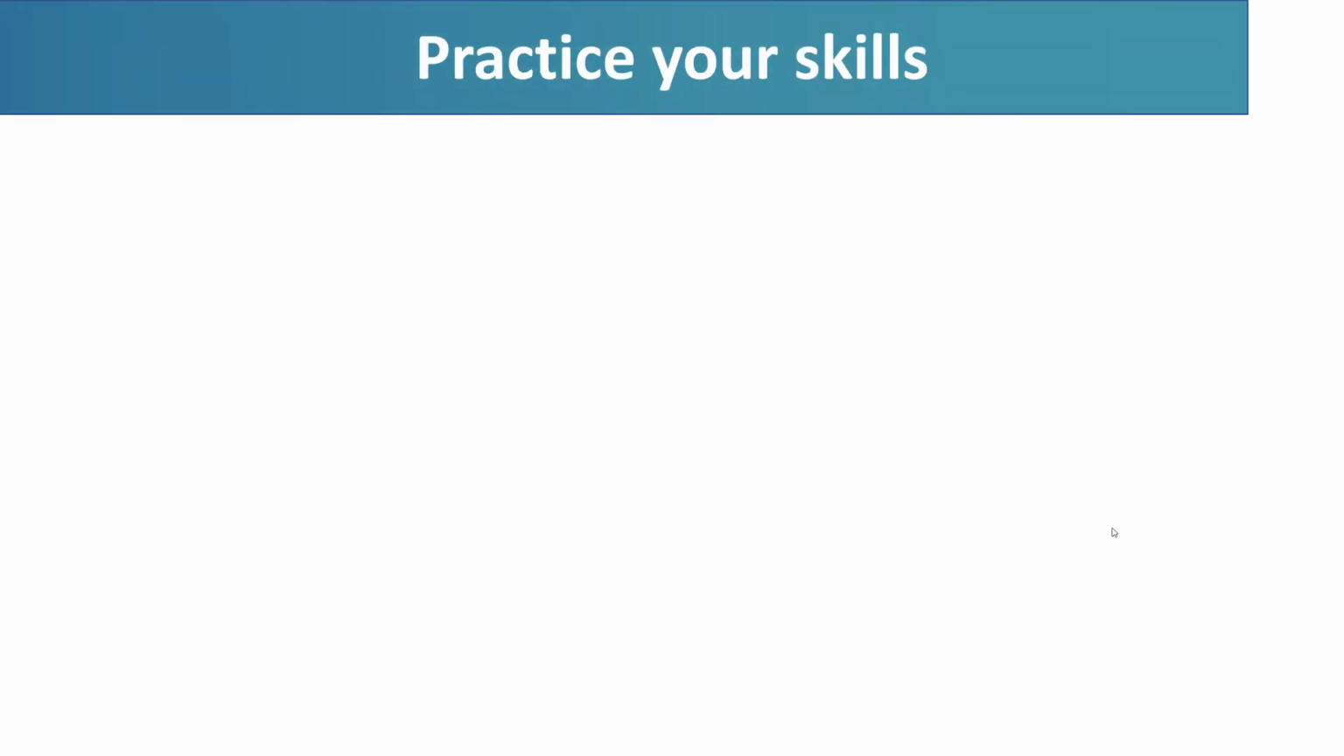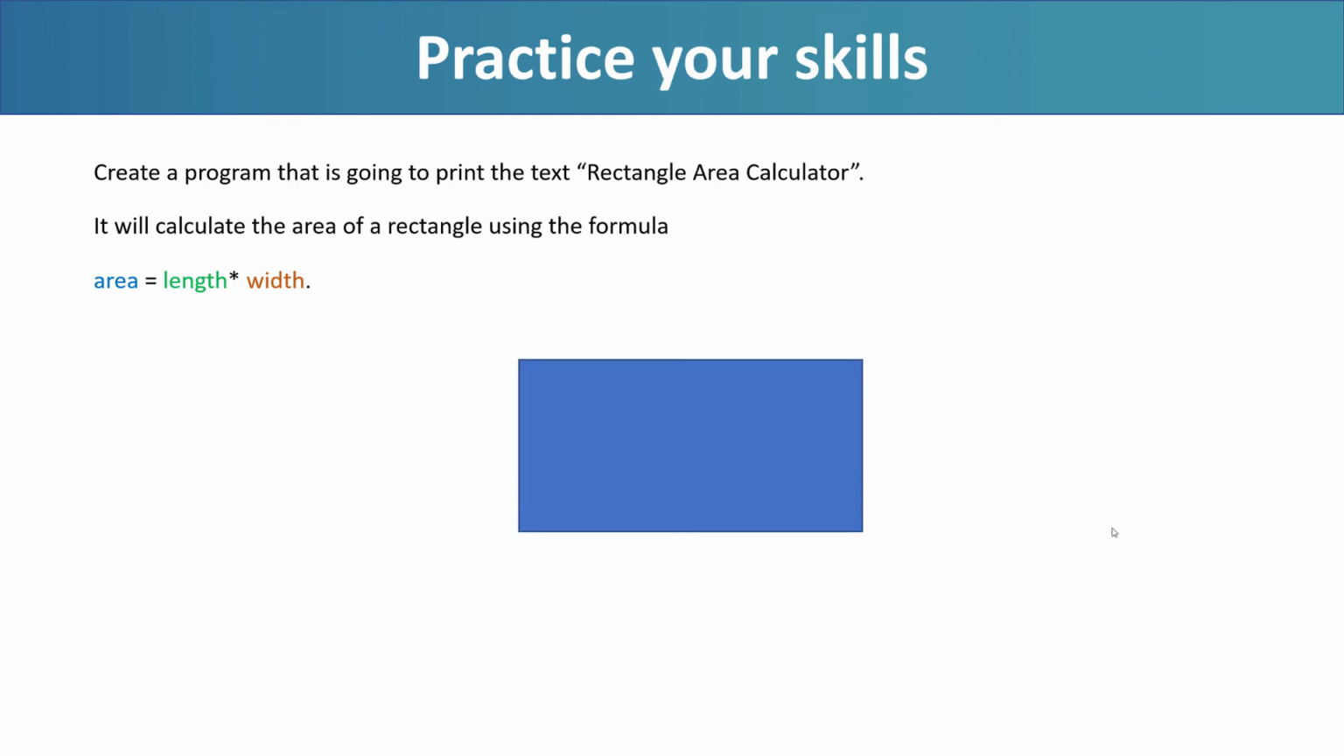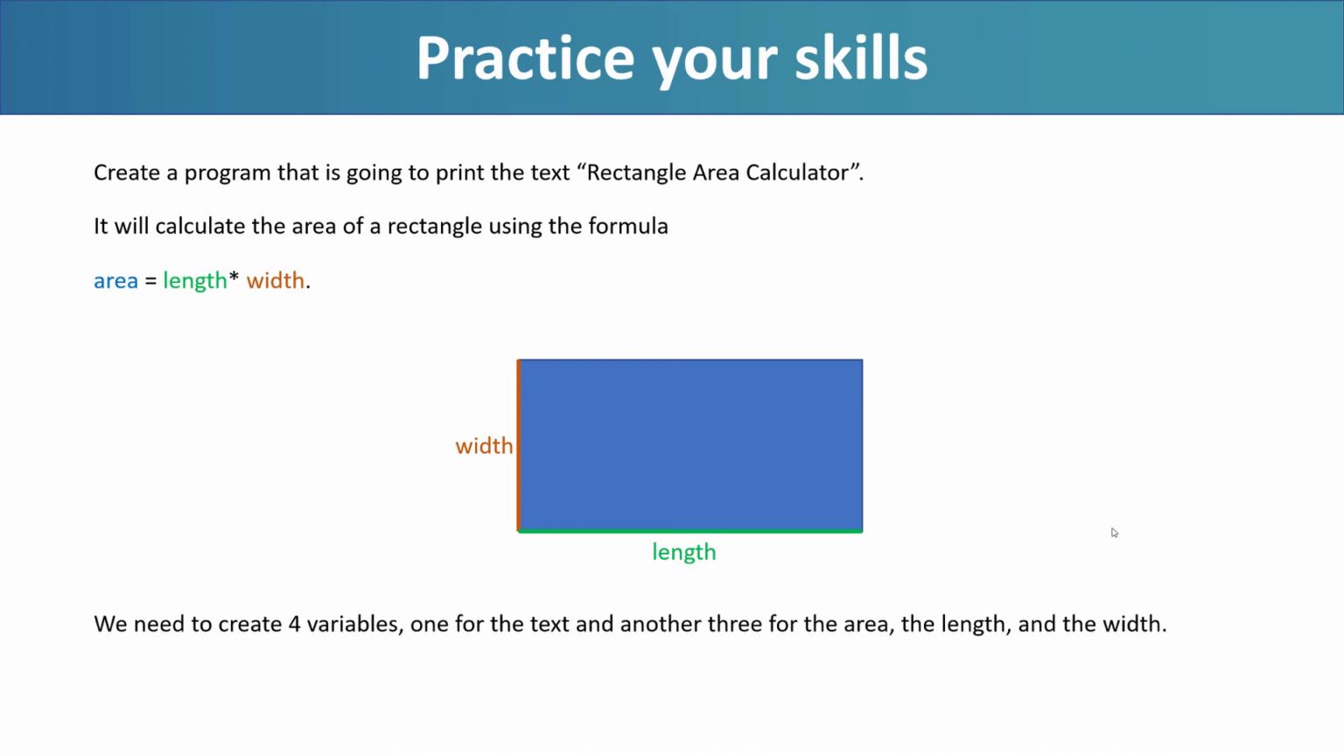Now let's practice our coding skills with another exercise. Create a program that is going to print the text rectangle area calculator, and then it will calculate the area of a rectangle using the formula area is equal to length times width. We need to create 4 variables, one for the text and another 3 for the area, the length and the width. Please pause the video now and try to do this exercise.